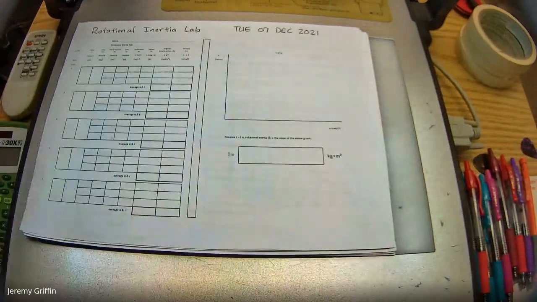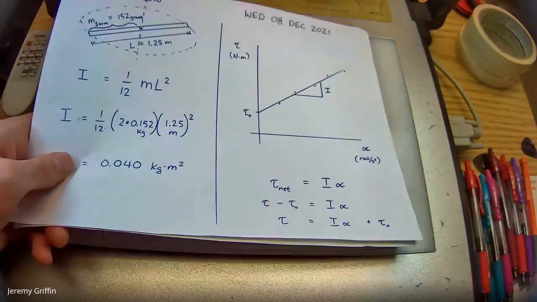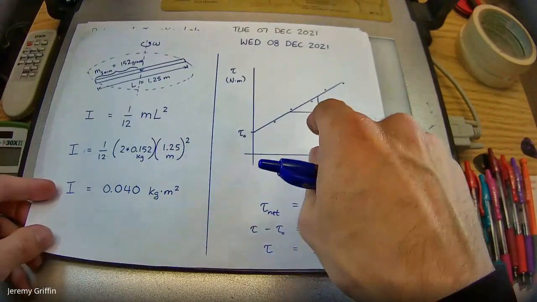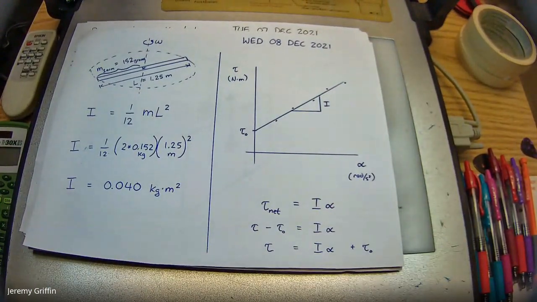Okay. So go ahead and take some time and finish this lab. Make sure you do the graph, get the value for I, and then make sure you do the lab write-up. And in the last 10 minutes of class, I'll go through the paper rubric with you guys.